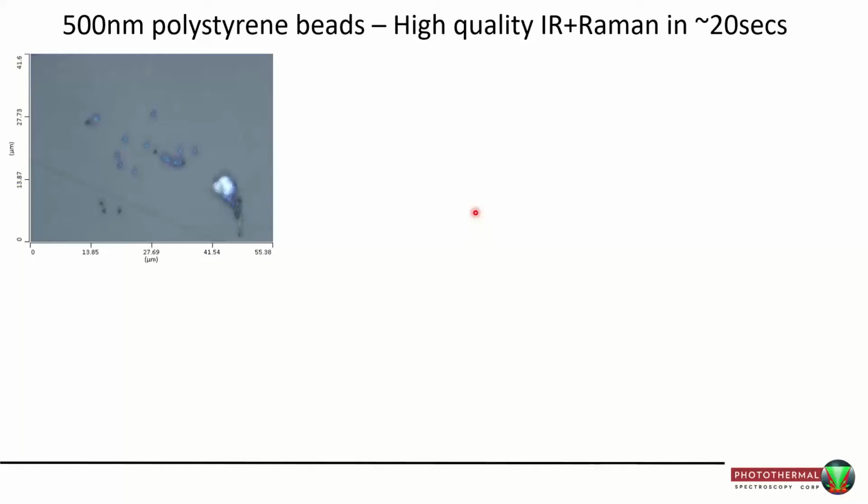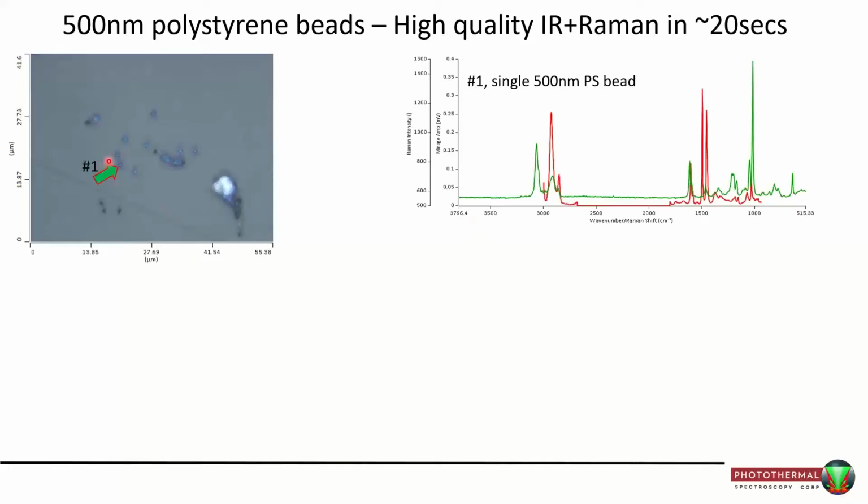So here's some sort of performance demonstration, proof-type measurements. These are 500 nanometer polystyrene beads, and we've measured one of these individual beads simultaneously with IR and Raman in about 20 seconds. That's the sort of spectral quality you get from the exact same spot with the one measurement.